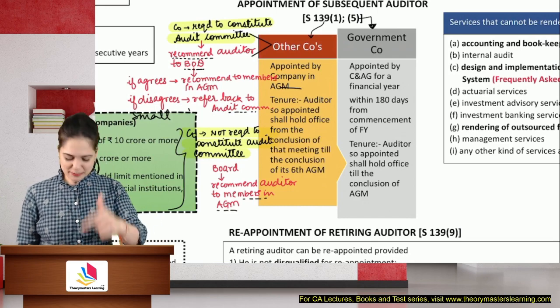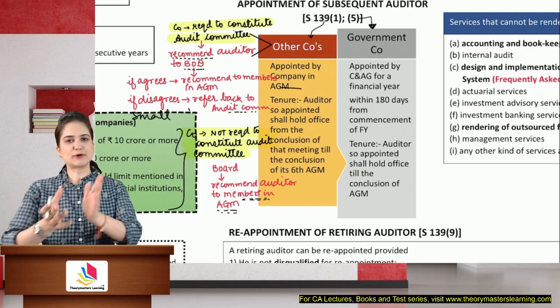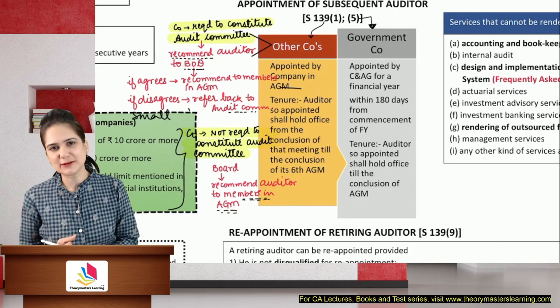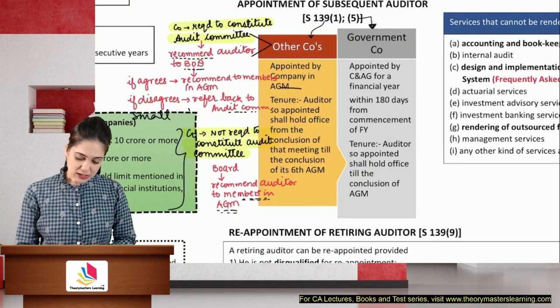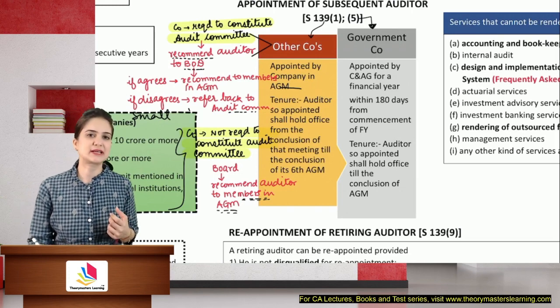Then in that case, the board will recommend to the members in the general meeting the name of the auditor who can be appointed. Then the members will pass just an ordinary resolution to appoint the auditor, and they will also fix their remuneration. So these are the procedures for appointment of an auditor in case of other companies.